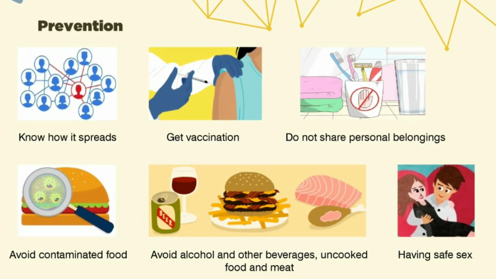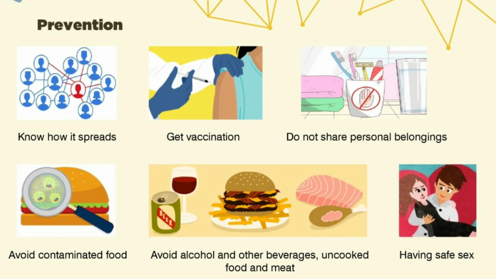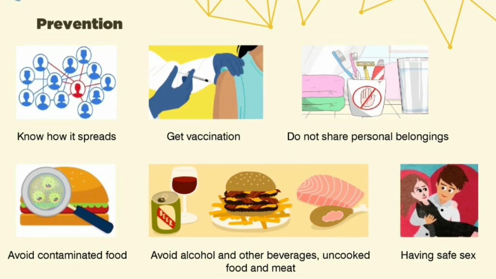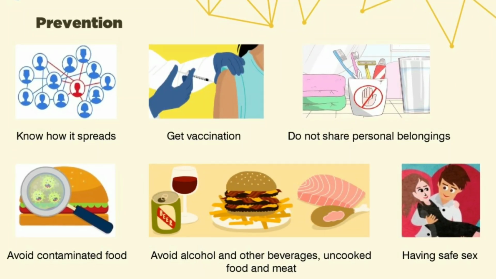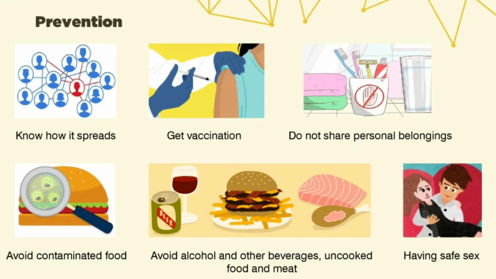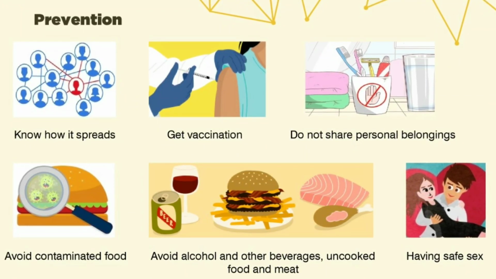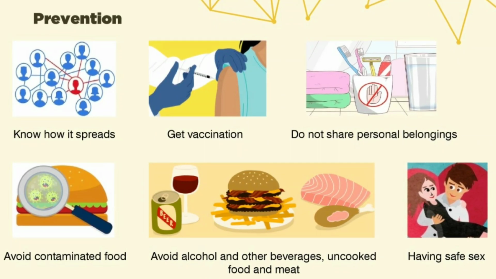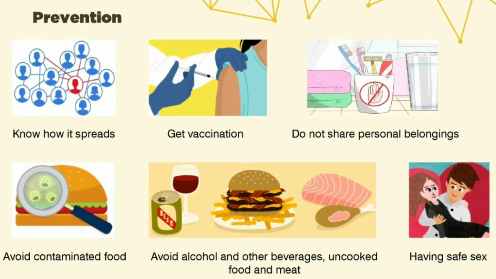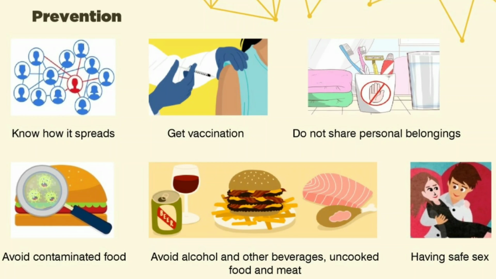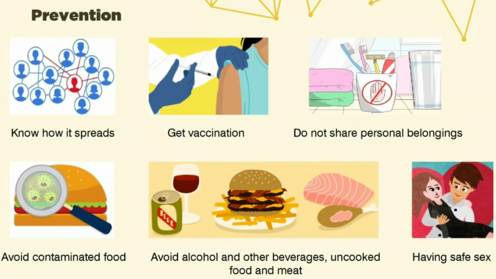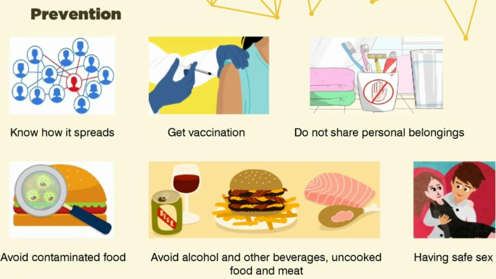We have to avoid contaminated food. As we have discussed above, hepatitis C can survive outside the host for 3 weeks, so it can be transmitted through contaminated food too. So we have to avoid contaminated food. Avoid alcohol and other beverage intake, uncooked food and meat. Having safe sex is also important.